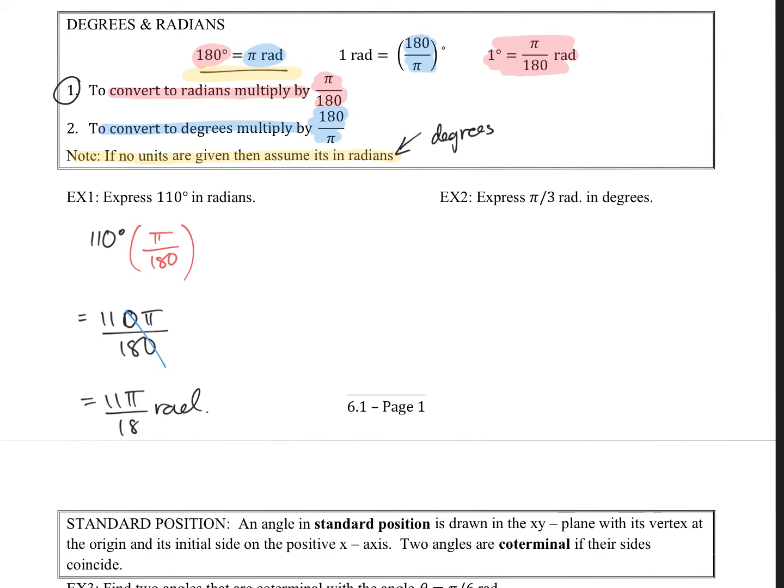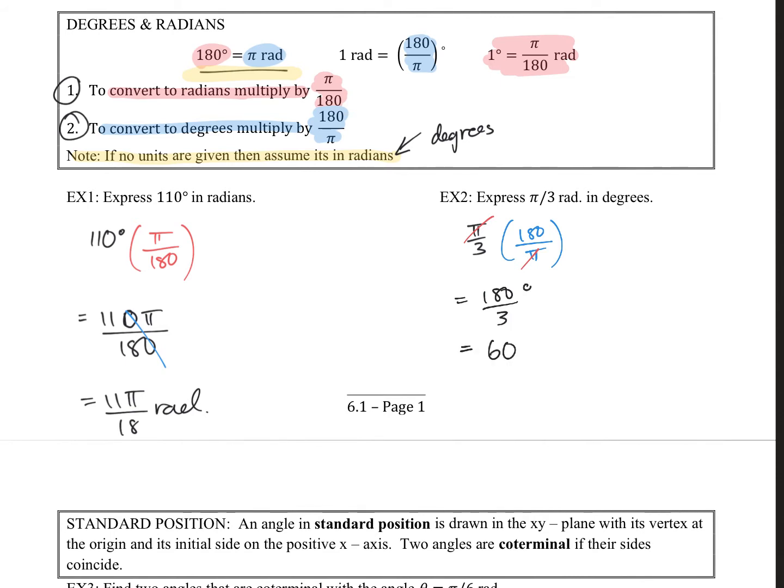Let's take a look at example 2. Express pi over 3 radians in degrees. Okay, so we want to go to degrees, so we'll use the second step. So we'll start with the pi over 3, and we'll multiply it by the 180 over pi. The pi's cancel each other out. And then we have 180 divided by 3, which also simplifies into 60.